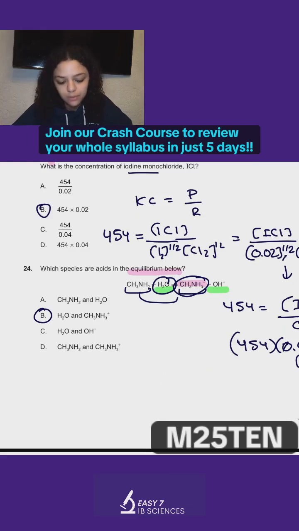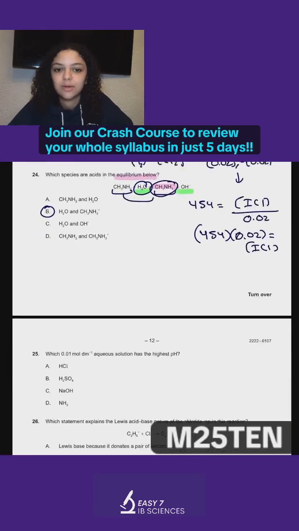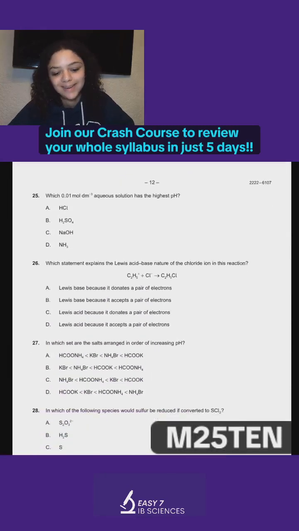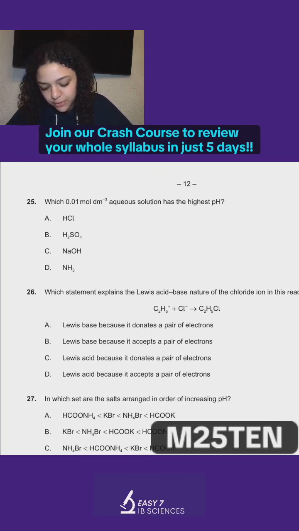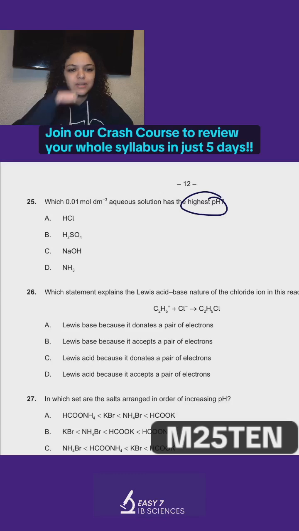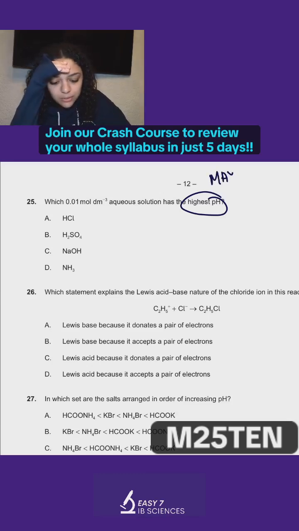Did this make sense, everyone? Hopefully it did, because this would be a really good question to get on the exam. Okay, good. It says which 0.01 molar aqueous solution has the highest pH? This is also a good one to get. This is a really easy past paper, May 2022 time zone 1, for anyone who's asking.